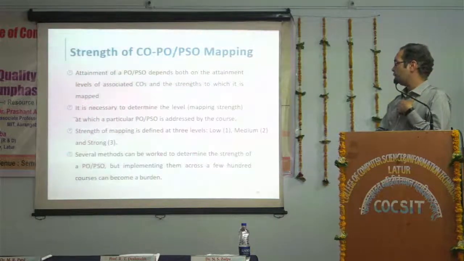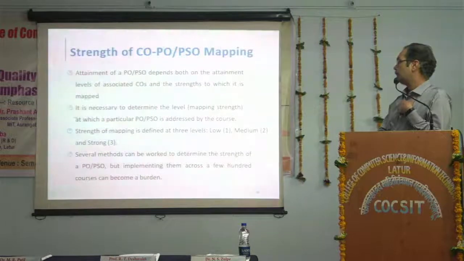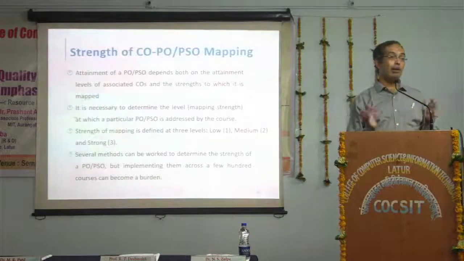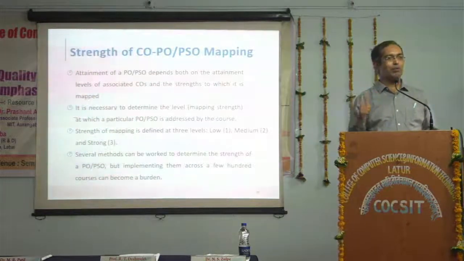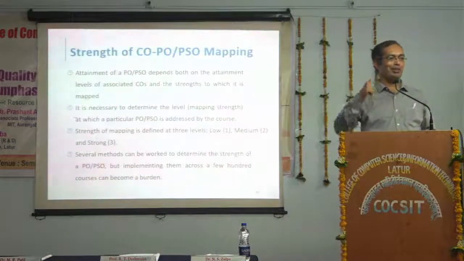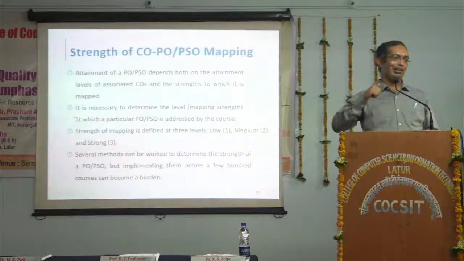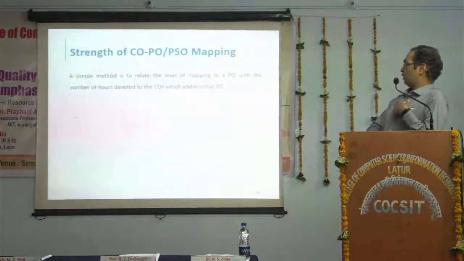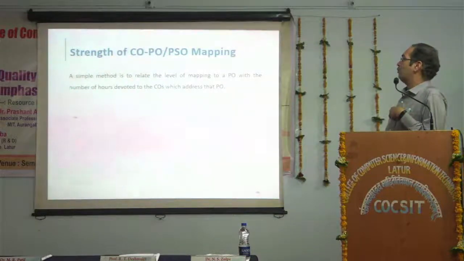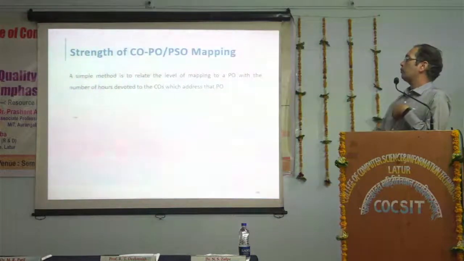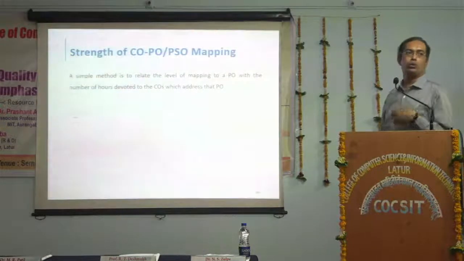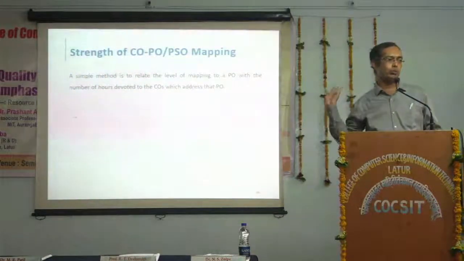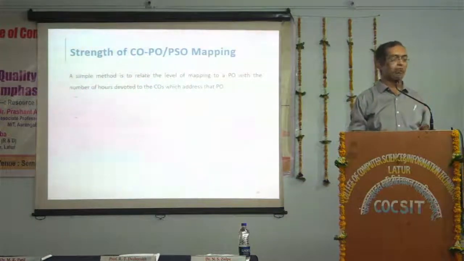Several methods can be worked out to determine the strength of PO and PSO mapping, but implementing them across a few hundred courses can be a burden. So again, how to do that? Because the mapping is the most important thing. If you are correct with mapping, then only your PO attainment will be correct. If you fail in doing proper mapping, your attainment fails. So the simple method is to relate the level of mapping to a PO with the number of hours devoted to the CO which addresses that PO. That is the simplest method, but it needs some calculations.